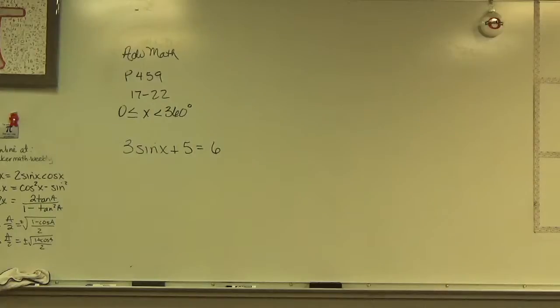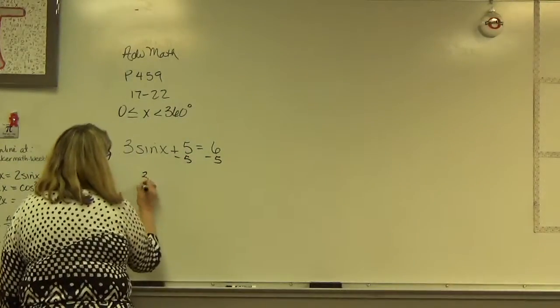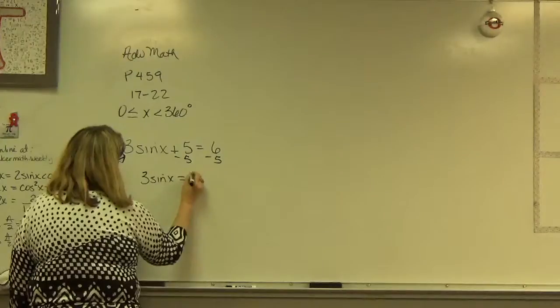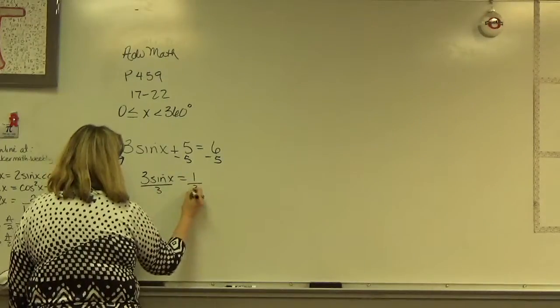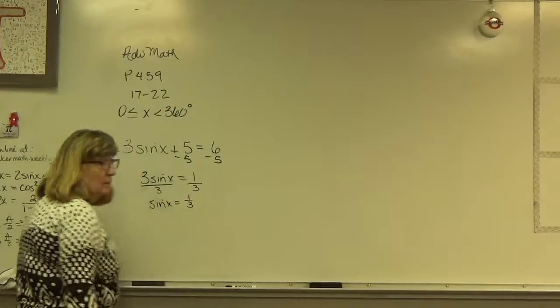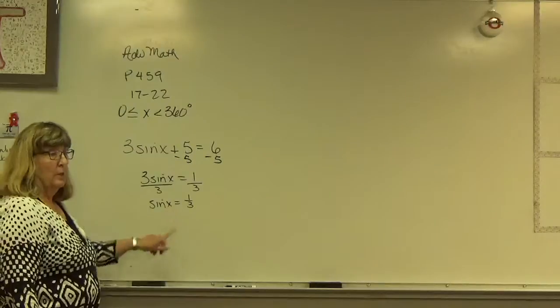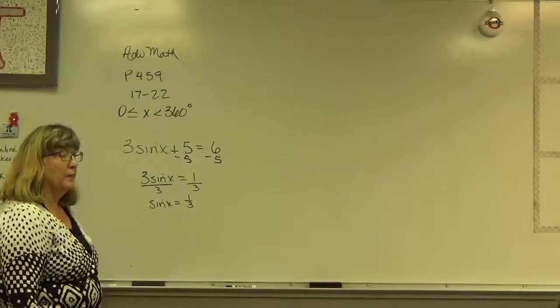So solving is the same. What would I do? Subtract 5 from both sides. Divide by 3, I heard that. And now we want to find the angle, because isn't that what the x is standing for? Yeah. So on your calculator, you're going to find the reference angle.